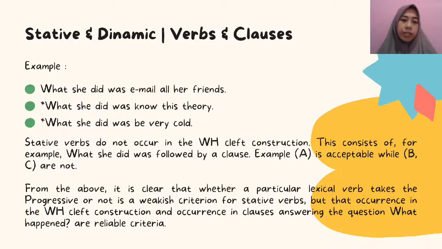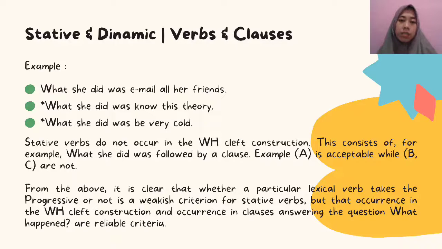Look at the third example. A. What she did was email all her friends. B. What she did was know this theory. C. What she did was be very cold. Stative verbs do not occur in the WH cleft construction. This consists of, for example, "what she did was" followed by a clause. Example A is acceptable while B and C are not.